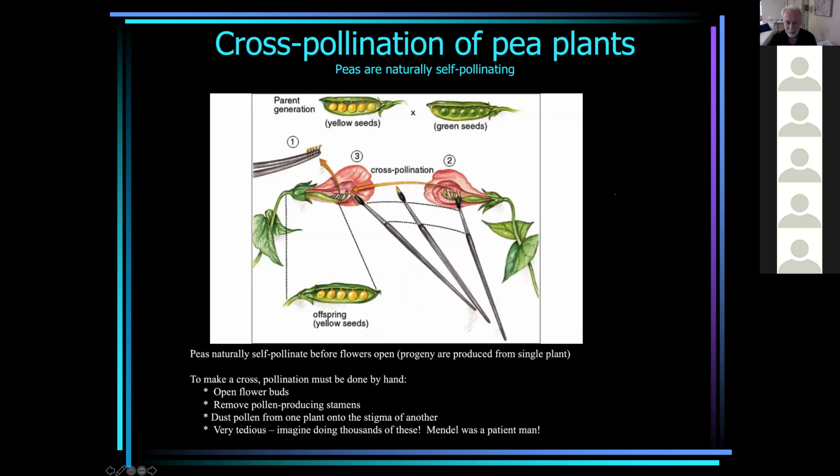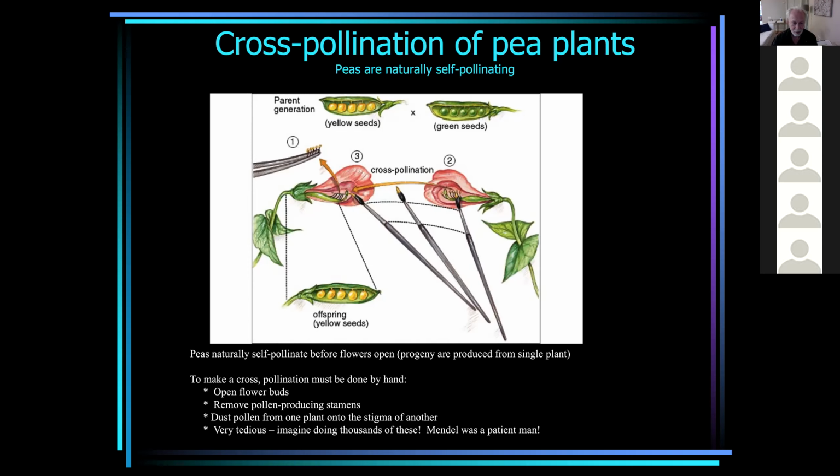And he did this in a very laborious way because he had to. Peas are naturally self-pollinating. That means that before the flower even opens, pollen is shed and fertilizes the stigma, the female part. So to prevent self-pollinating, he had to open the flower bud before it was mature and take a forceps and remove the stamens, remove the pollen, which is the male gamete. And then close the flower back up again.